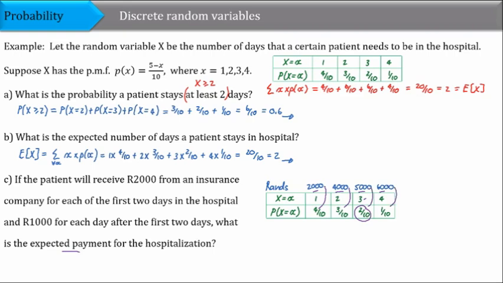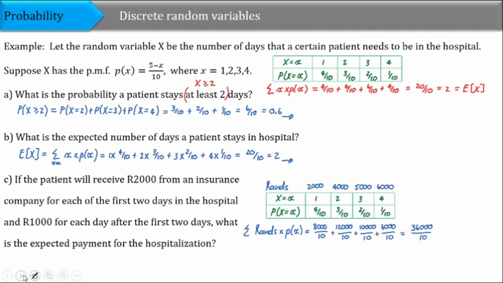So we simply take each amount multiplied by its probability and add them up. So 2,000 times 4 over 10 is 8,000 over 10. 4,000 times 3 over 10 is 12,000 over 10. 5,000 times 2 is 10,000 over 10. And 6,000 times 1 is 6,000 over 10. So adding them up, we get 36,000 Rand divided by 10. That's 3,600, which will be the expected amount for our hospital stay.